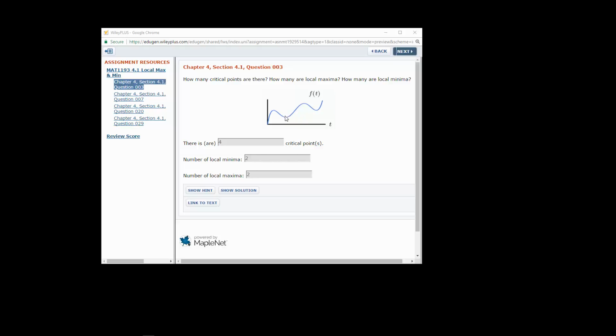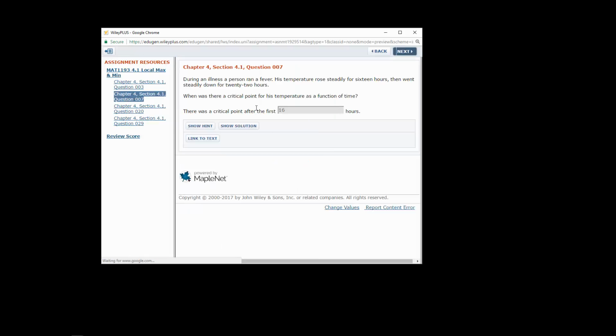The minimums would be the low ones, so that one, or we could say the concave up, and then the max would be the 2 concave down. Something like this says, during an illness, a person ran a fever, his temperature rose for 16 hours, and then it went down, so that would be your max, would be your critical point.